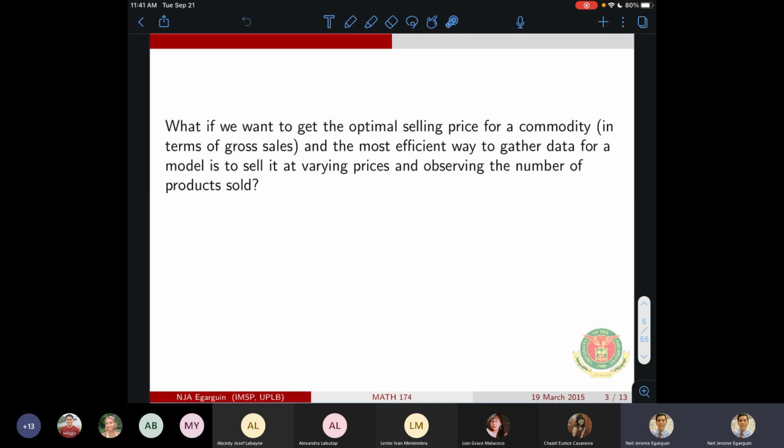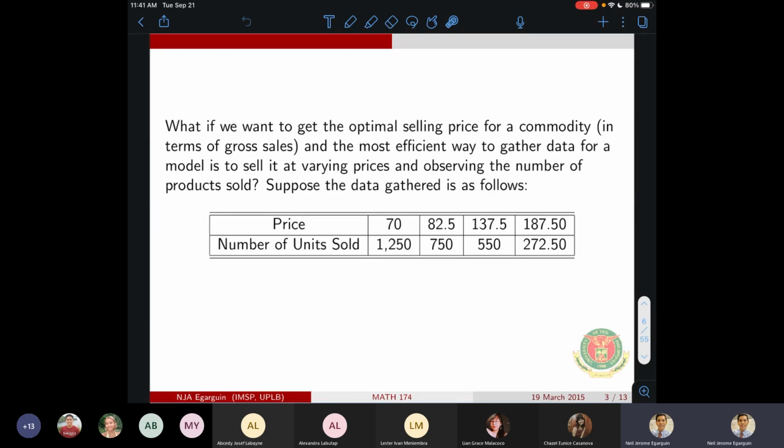Because what we get, say, from real-world data, instead of a function that models the revenue for a particular product, we get a set of data points. Say, at 70 pesos, I'll be able to sell 1,250 units of whatever product or commodity I'm selling. If I'll sell it at 82 pesos and 50 cents, I'll be able to sell 750 units. And then how do you use this data in order to get the maximum revenue? Unfortunately, Math 36 doesn't or did not teach us that.